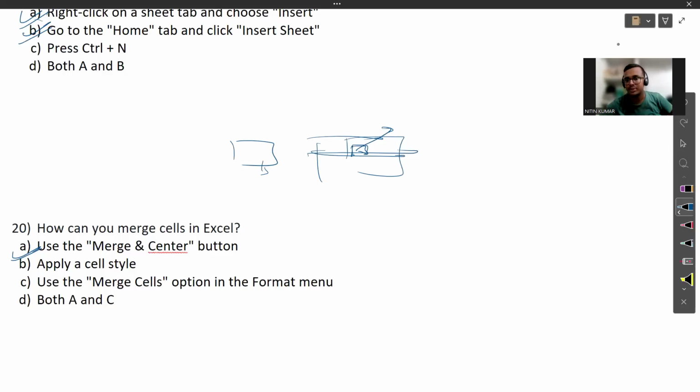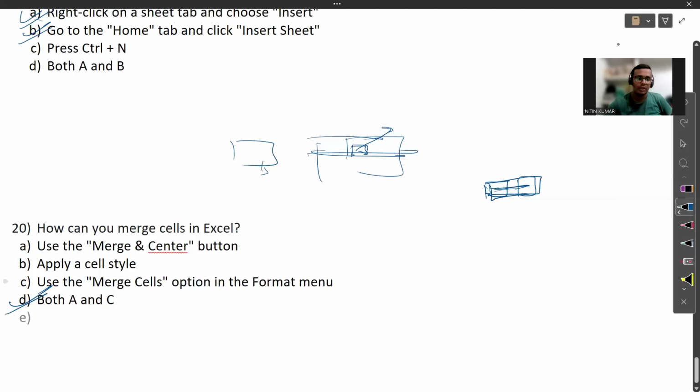Now, what is merging of cells? Let's say this is a cell, and this is a cell of a different column. You want to merge the two cells together and put only one value. This is called merging of cells. So both option A and C are correct, so the right answer for this would be option D. Both are correct.